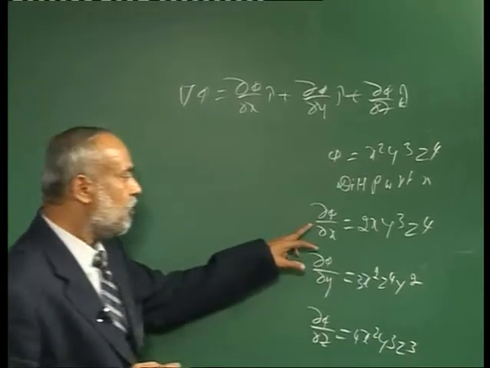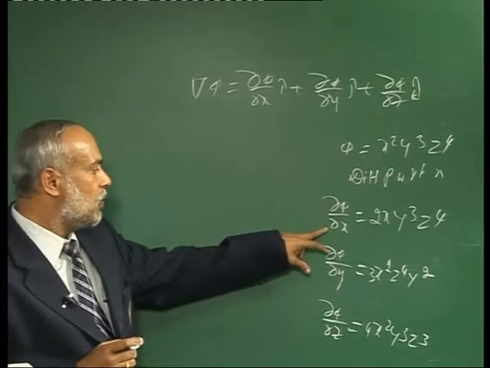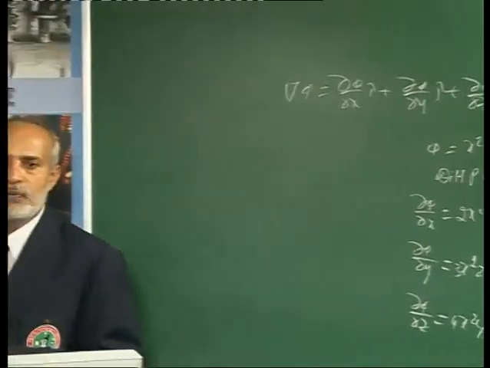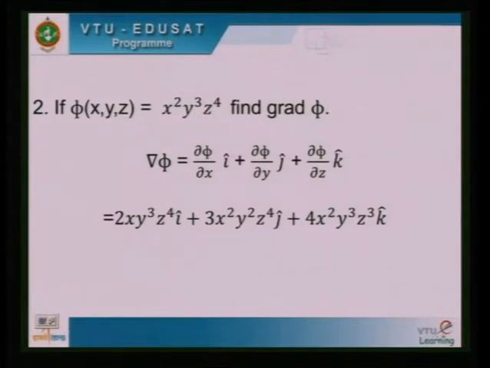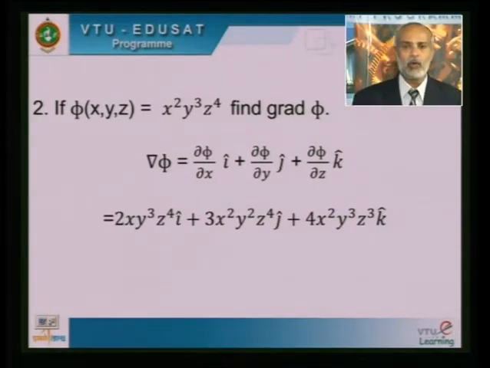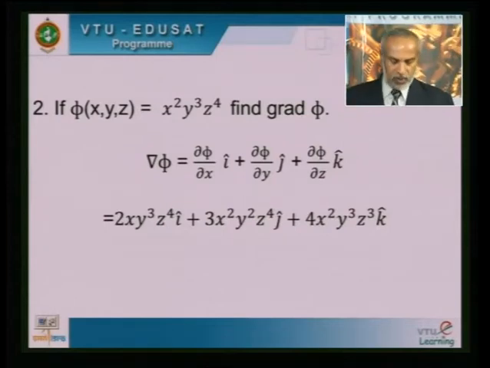So after getting the values of dou phi by dou x, dou phi by dou y, and dou phi by dou z, you can substitute. You get gradient of phi is equal to 2xy cubed z to the power 4 i cap plus 3x squared y squared z to the power 4 j cap plus 4x squared y cubed z cubed k cap. This is the required result.